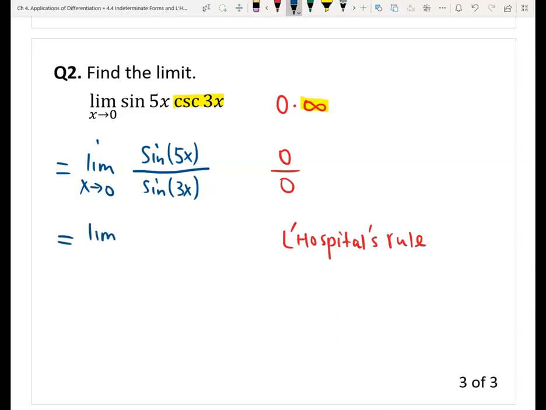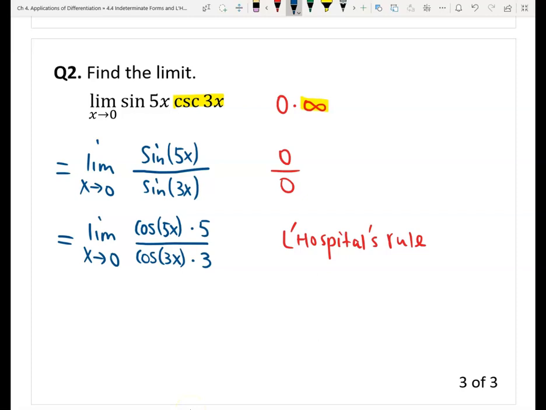Okay, so it's not difficult. Take the derivative. So the numerator, take a derivative. Keep in mind 5x is the inner, so this is a composite function. Okay, so which is cosine at 5x, derivative of the outer times derivative of the inner, which is 5, the same for the denominator. Cosine 3x times 3. See? Okay, so now what?